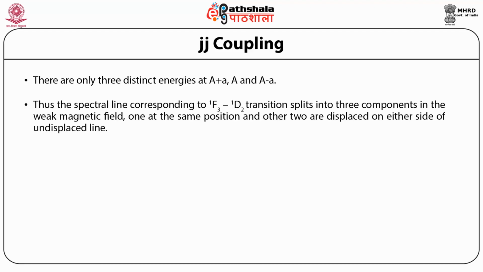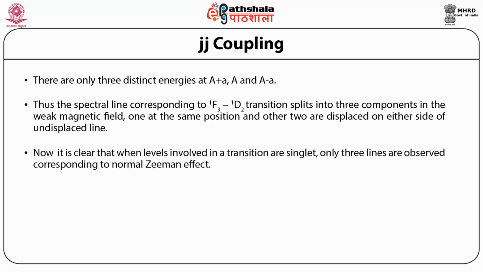Thus, the spectral line corresponding to the 1F3 to 1D2 transition splits into 3 components in a weak magnetic field, one at the same position and the other 2 displaced on either side of the undisplaced line. Now it is clear that when the levels involved in a transition are singlet, only 3 lines are observed, corresponding to the normal Zeeman effect. The table very well shows the allowed transitions in a weak magnetic field.